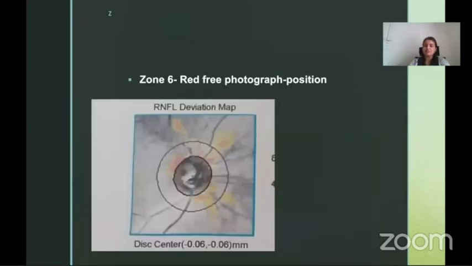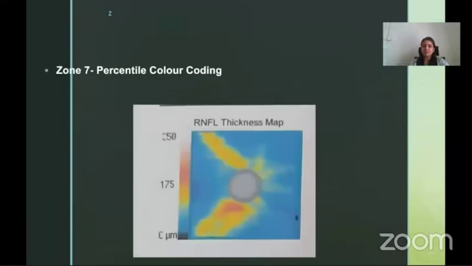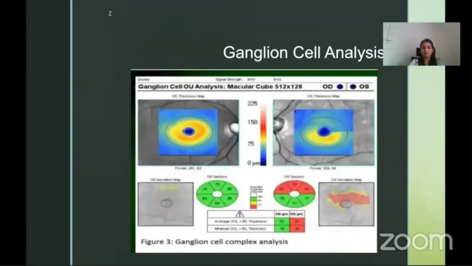In zone 6, it's very important whenever we do OCT that an area of 3.4 millimeter from the center of the disc will be charted in your OCT. So the centration of this is very, very important. And zone 7 basically gives us a percentile color coding, wherein the darker shades like red will say that the patient is having more loss, and green and blue will be showing normal values.